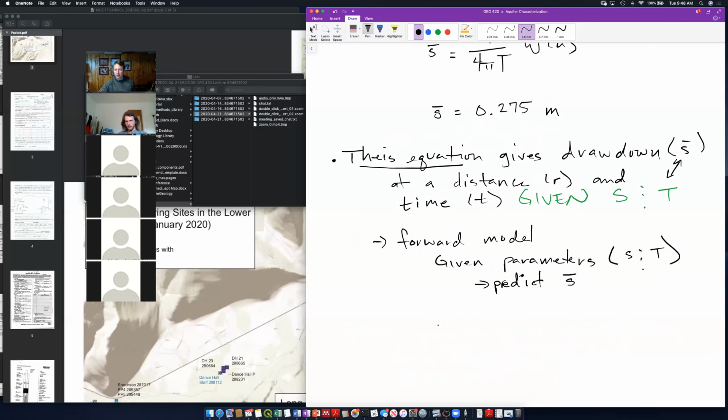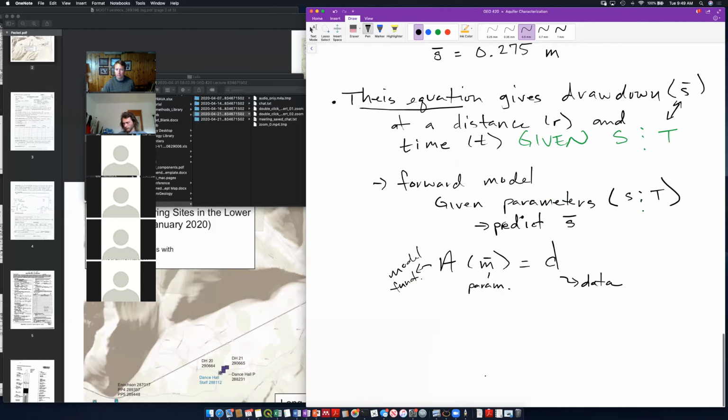So in math, we might write this: my model is some function A of m, my model parameters, and that's going to give me my data or my drawdown. So this is my model function. This is my parameters. And this is my data. All right. That's my forward model.